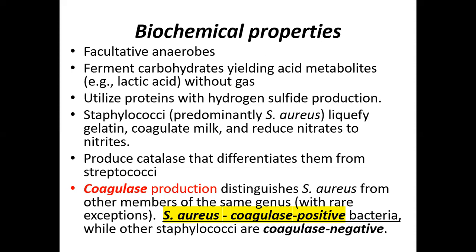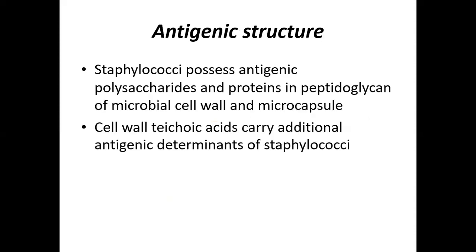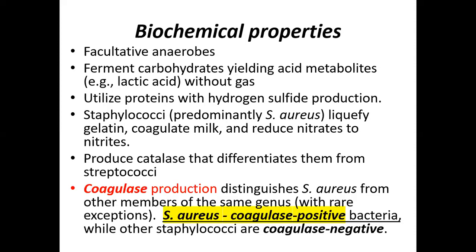Coagulase production distinguishes Staphylococcus aureus from other members of the same genus, with a rare exception. Staphylococcus aureus is a coagulase positive bacteria, while other Staphylococci are coagulase negative. So to differentiate, we can use tests for coagulase activity. If we find some Staphylococci, we can make a test for coagulase activity, and coagulase positive bacteria are Staphylococcus aureus.